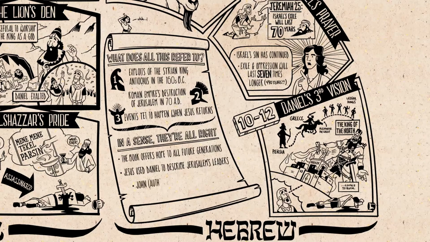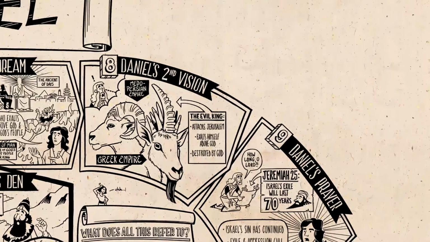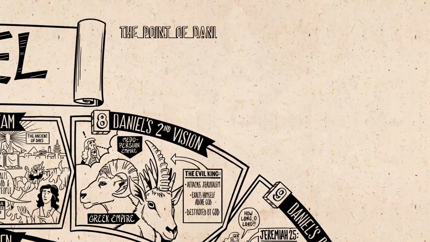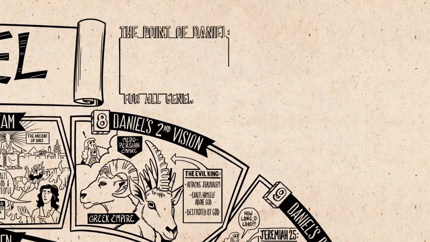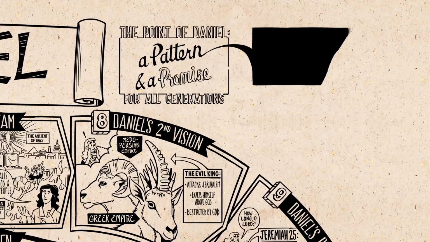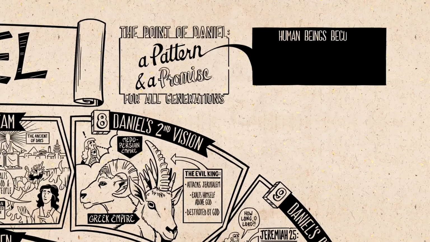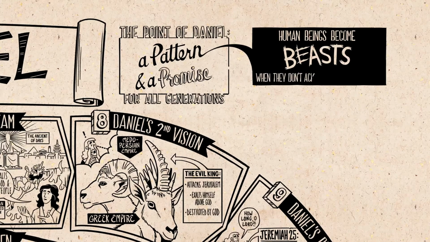This is why John, the visionary who wrote the Revelation, could adapt Daniel's visions and apply them to Rome of his day and also all future oppressive empires. And so the point of Daniel is that all generations of readers can find here a pattern and a promise. It's a pattern that human beings and their kingdoms become violent beasts when they glorify their own power, when they redefine right and wrong, and don't acknowledge God as their true king.